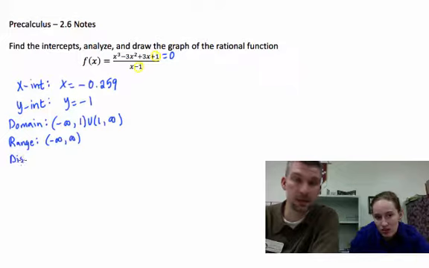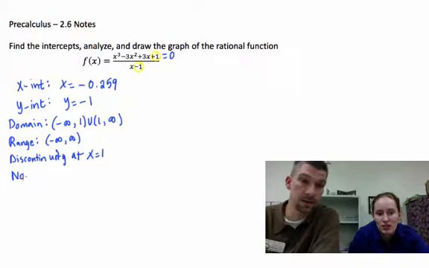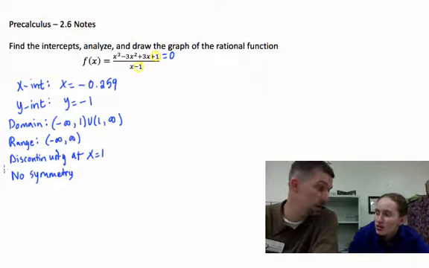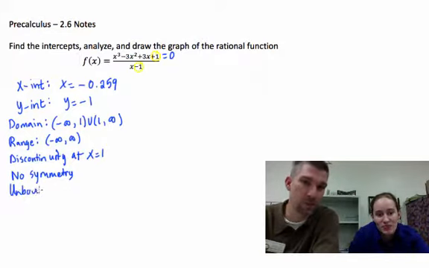This would not be a continuous function because you have a vertical asymptote at 1. Right. So anytime you've got that vertical asymptote, there goes your continuity. Discontinuity at x equals 1. And then symmetry? Pretty much no symmetry. Bounded or unbounded? It is unbounded. There's no floor or ceiling that the graph does not break through at some point. Right.